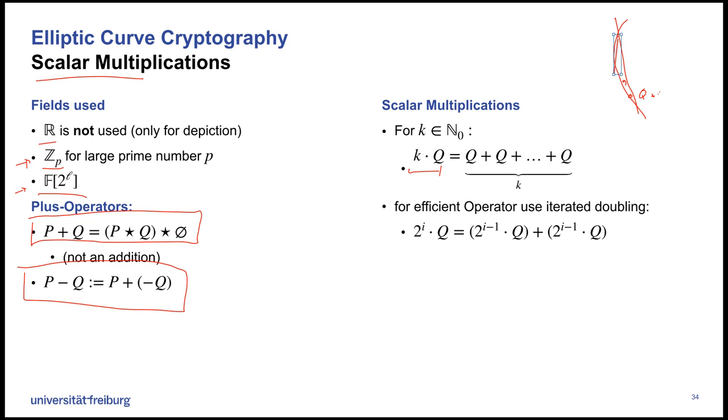Now you could do this like that, Q plus Q and so on, but you could do it more efficiently by using iterative squaring. You can compute the powers of 2, because now this factor is a natural number. So 2 to the i times Q is 2 to the i minus 1 times Q plus 2 to the i minus 1 times Q. So with one addition, you get the next power of 2. This way you get an efficient scalar multiplication, which needs a number of additions logarithmic in k, which you need because k will be a large number.